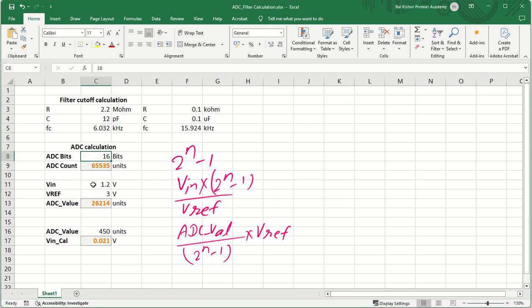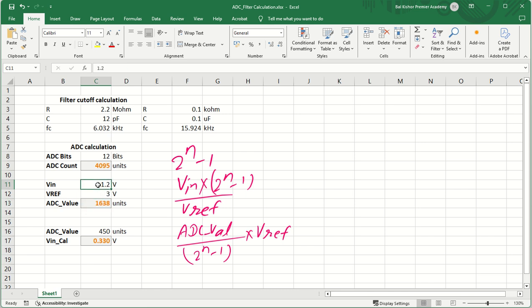Now let us say you have the input voltage and you have a reference voltage that is fixed. So let us say for 1.2 volt input, what will be the ADC value? It depends on the number of bits that you are taking. So let us work on 12 bit first. For 12 bits, the ADC value for 1.2 volt input will be 1638.